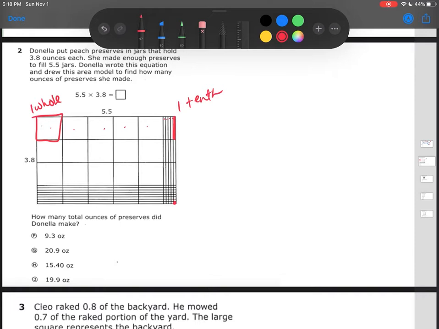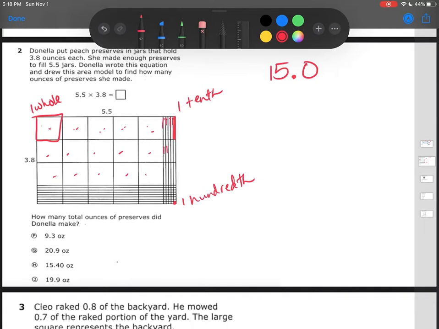And then each of these squares at the bottom that you see that overlap, each of these squares would represent 1/100th. So if I wanted to solve it using the area model, I can just count my wholes, my tenths, and my hundredths. Well, I've got 1, 2, 3, 4, 5, 6, 7, 8, 9, 10, 11, 12, 13, 14, 15 wholes. So I've got 15 wholes, which would just be 15 0/10, right?